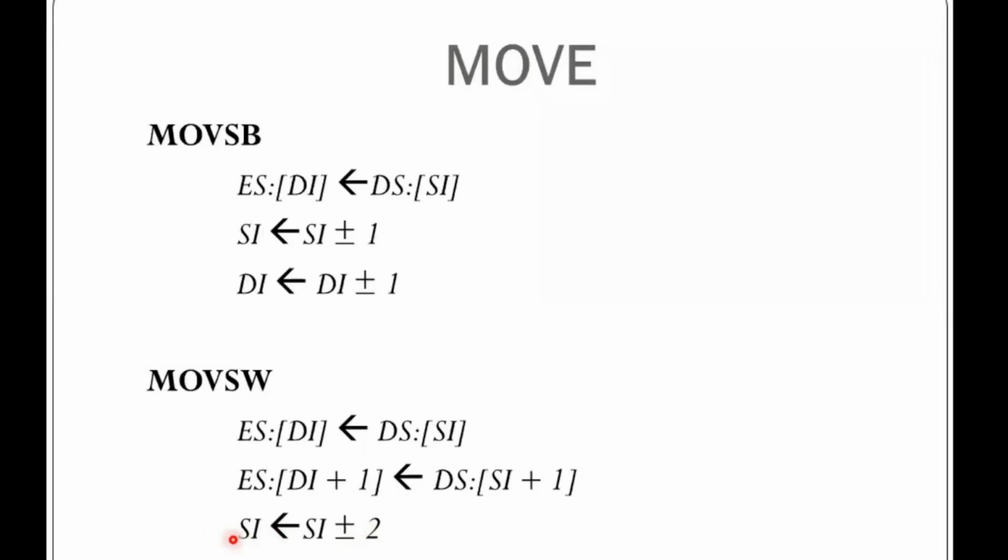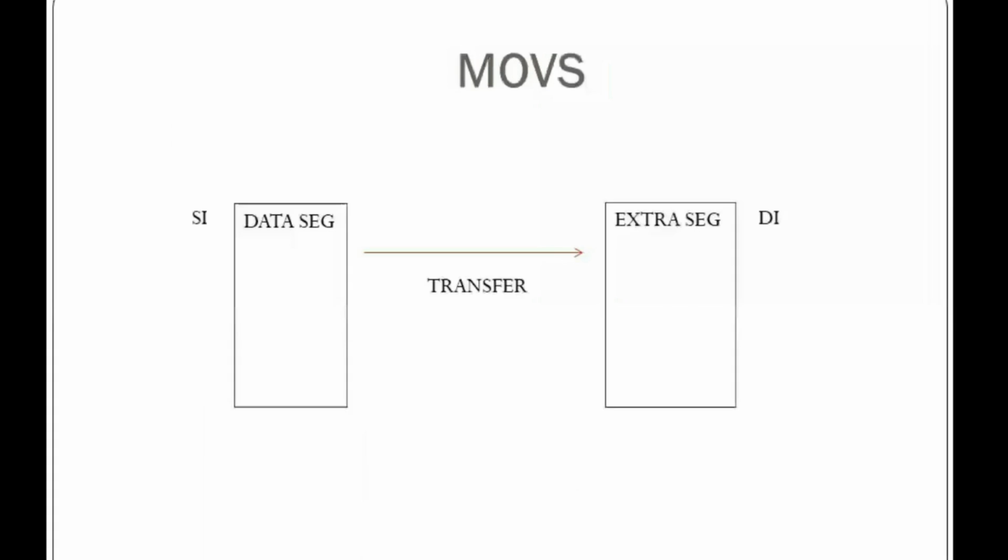In case you are going in the forward direction, source index plus 2. In the case of the extra segment also you have to do it. So look here, very simple. You have transferred the first byte, here to here. The second byte has to be transferred from here to where? Again, the second location only.